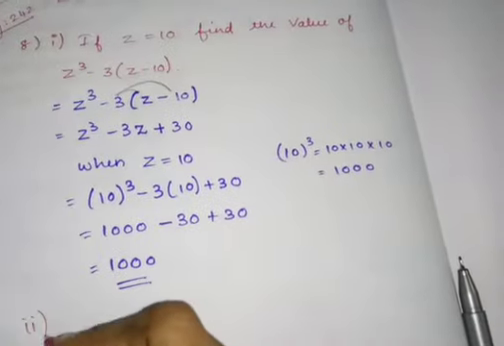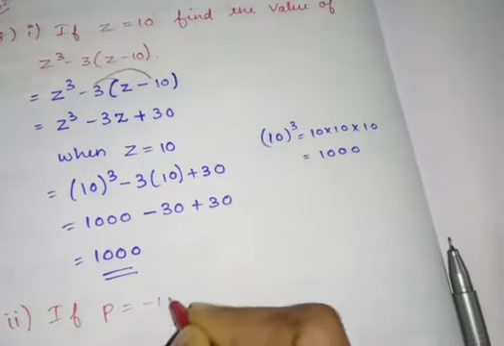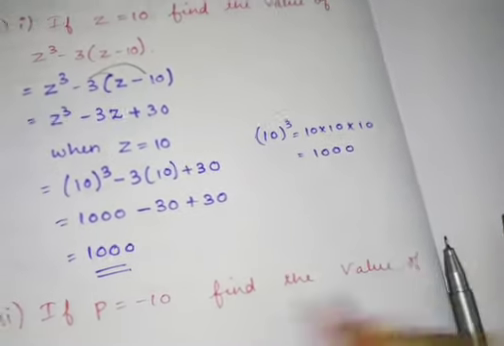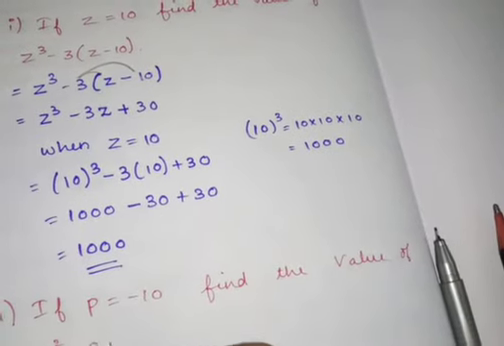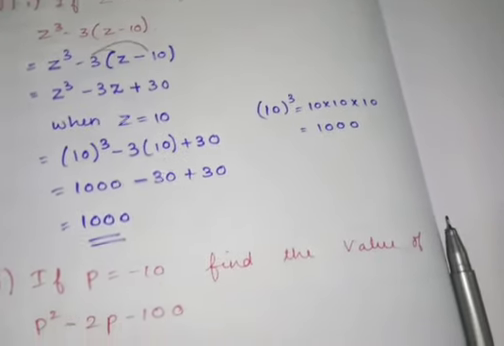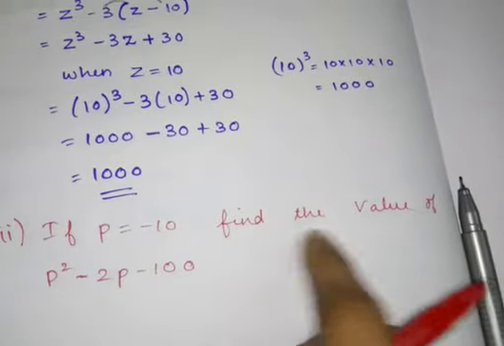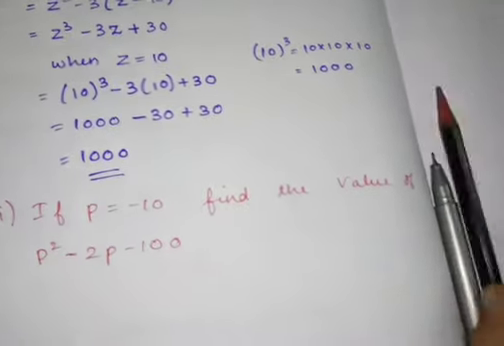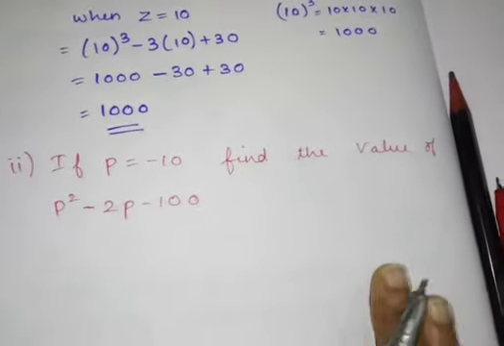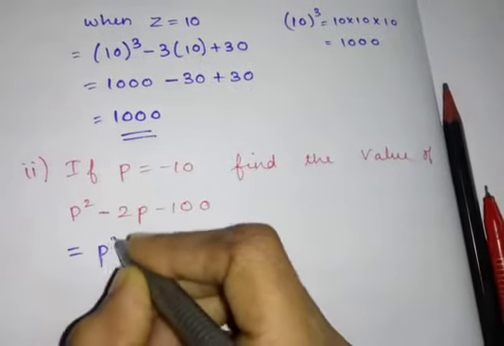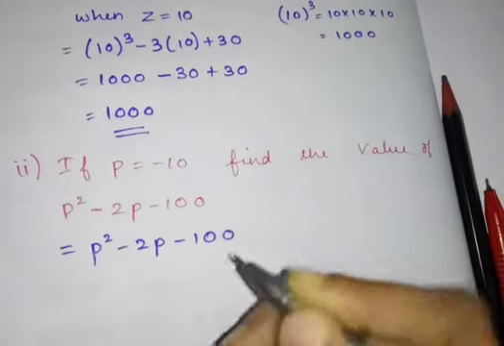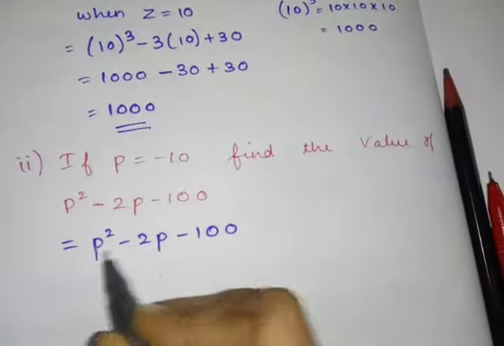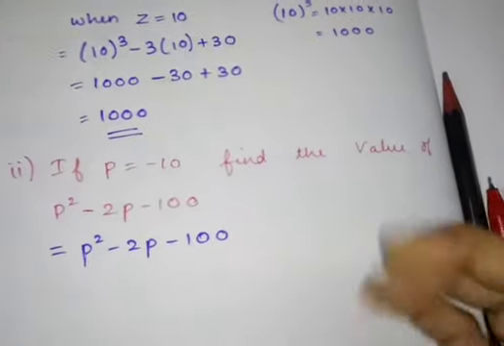What is the second subdivision, children? If p is equal to minus 10, find the value of p square minus 2p minus 100. We are supposed to just put the value p is equal to minus 10. So what is the expression? P square minus 2p minus 100. Do we want to simplify the expression? No, we don't, because all are unlike terms.